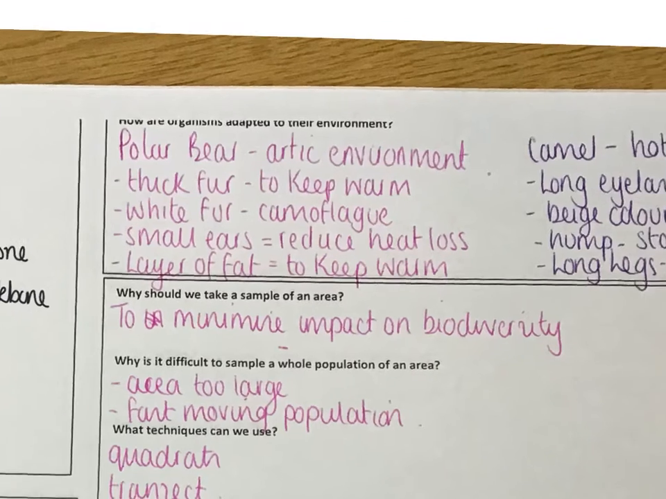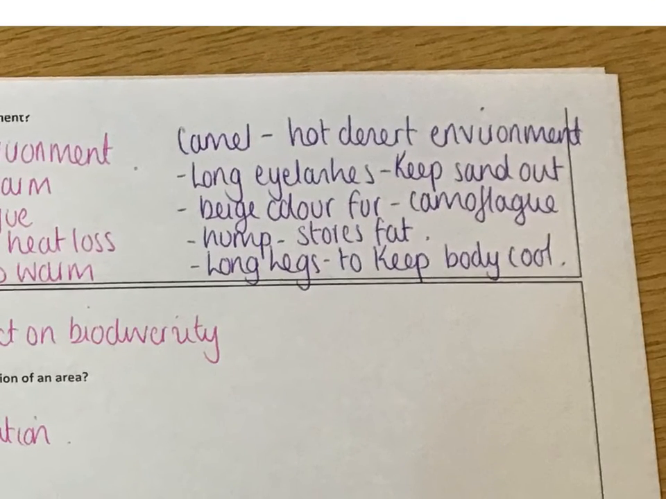I then chose a camel in the hot desert environment. As we know, a camel has long eyelashes, essentially to keep the sand out during sandstorms. Then they have beige-coloured fur, which is for camouflage against the sand. They have their hump, and we can't say it stores water, because it doesn't, but it stores fat, which could be broken down to make water. They also have long legs to keep their body cool, because if we've all been on the sand in the summer, the sand is really, really hot, so it stops them absorbing heat from the sand.